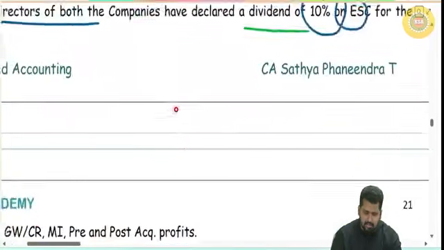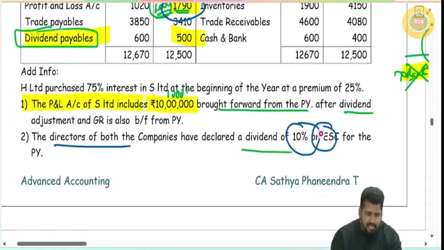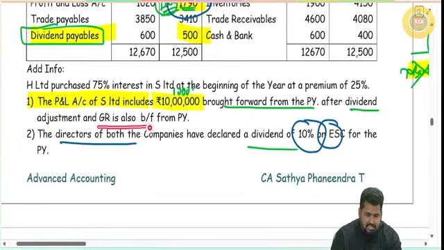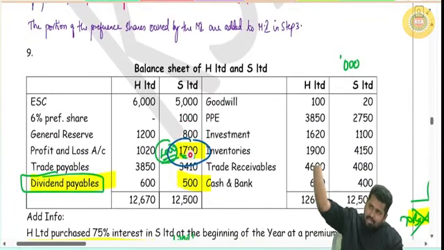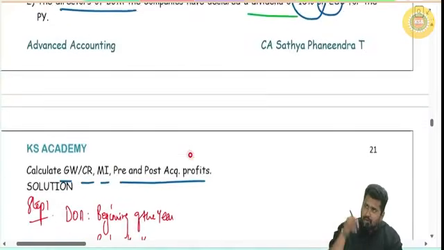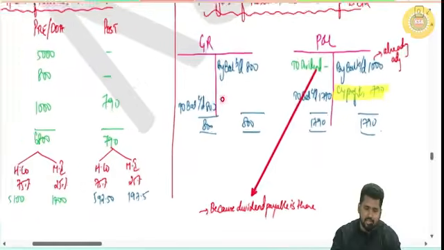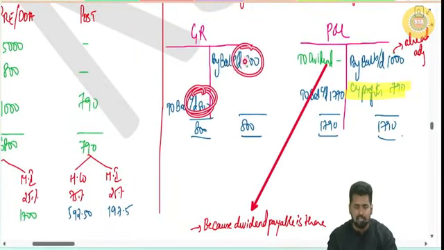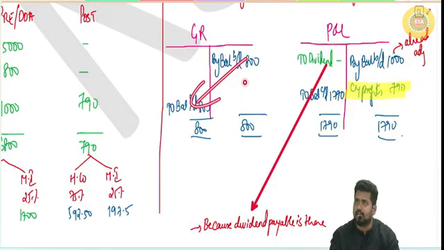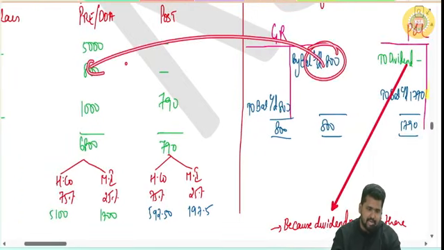How, sir? Because if you see the general reserve value, closing balance is 800. They are telling in the question the general reserve is also brought forward from the previous year. Closing 800 means that 800 is from the beginning of the previous year, which is brought forward from the previous year. From the beginning of the current year itself, it is 800 only. So if closing is 800, they are telling this is brought forward from the previous year, means opening is also 800. There is no change. Entire amount is pre. So I am writing it to pre.